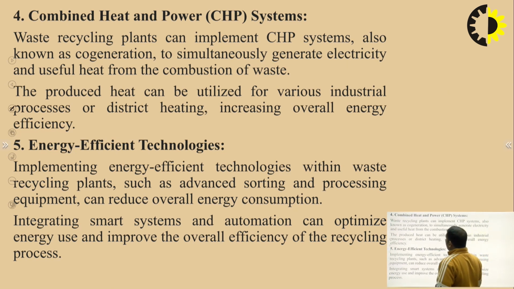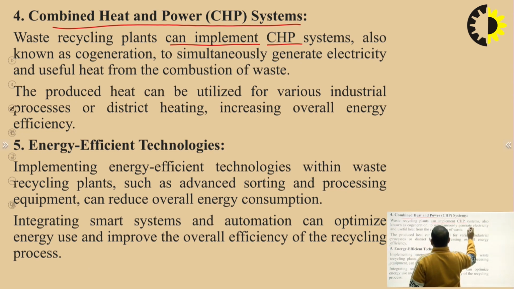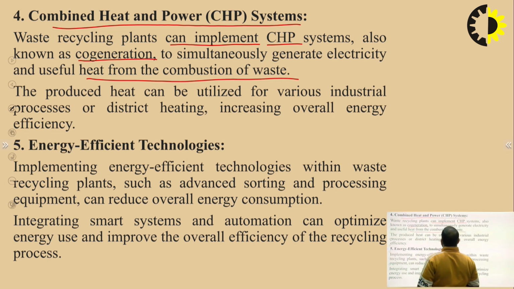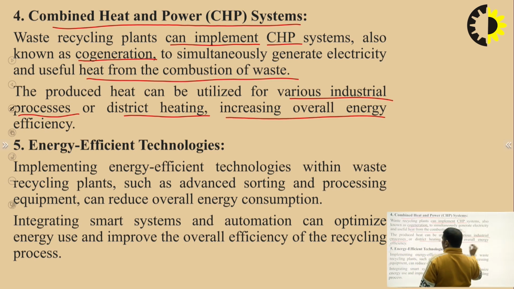The next point is the combined heat and power system, in short CHP. Waste recycling plants can implement CHP, also known as cogeneration, to simultaneously generate electricity and useful heat from the combustion of waste. The produced heat can be utilized for various industrial processes or purposes, or used for district heating, increasing overall energy efficiency.